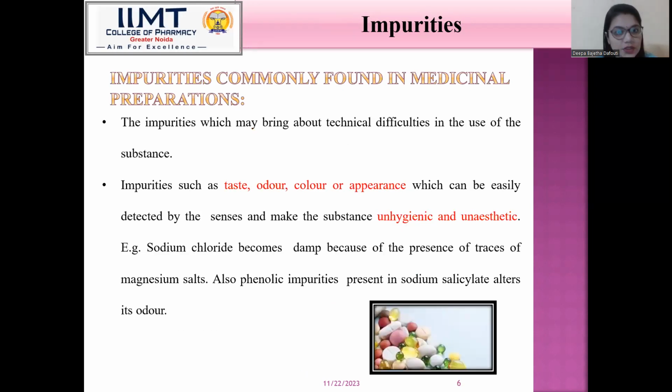Impurities which may bring about technical difficulties in the use of the substances. Impurities in taste, odor, color, or appearance, which can be easily detected by the senses and make the substance unhygienic and unaesthetic. Example, sodium chloride becomes damp because of the presence of traces of magnesium salt. Also, phenolic impurities present in sodium salicylate alter its odor.